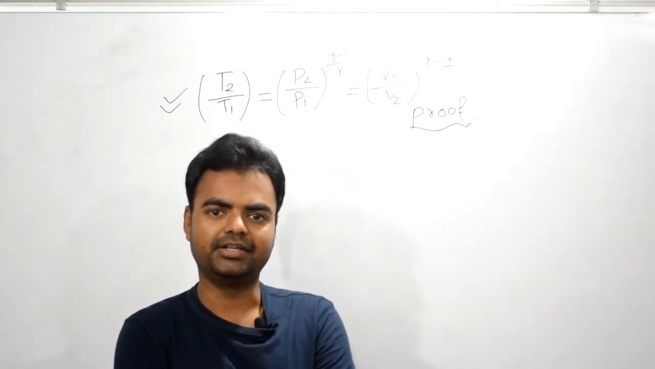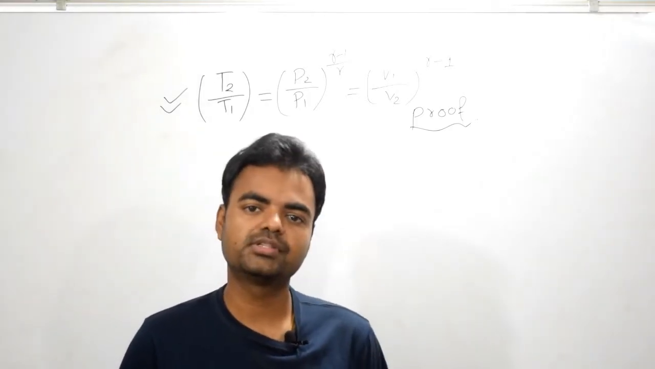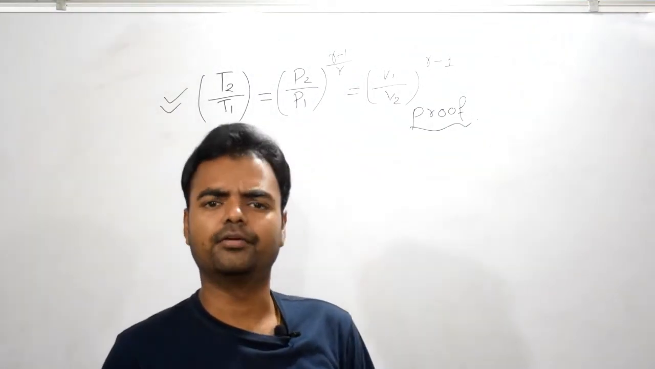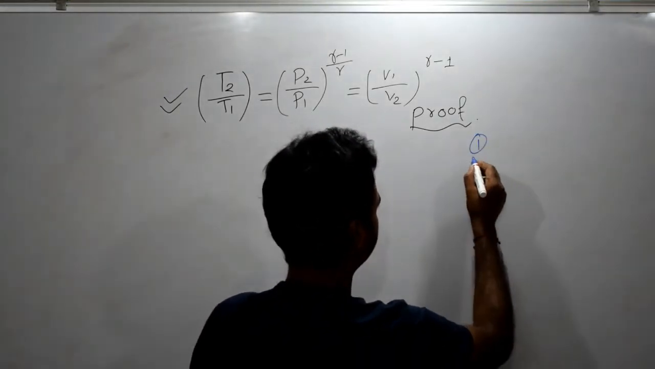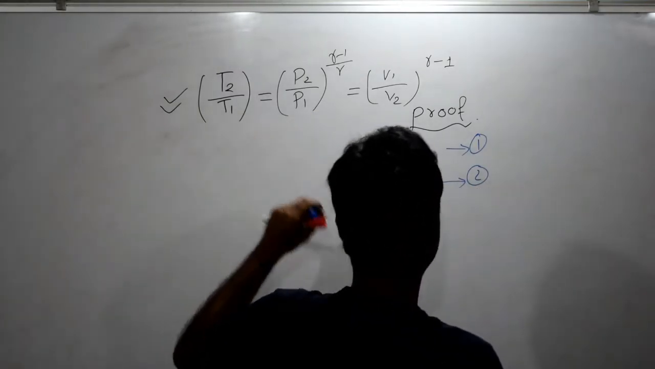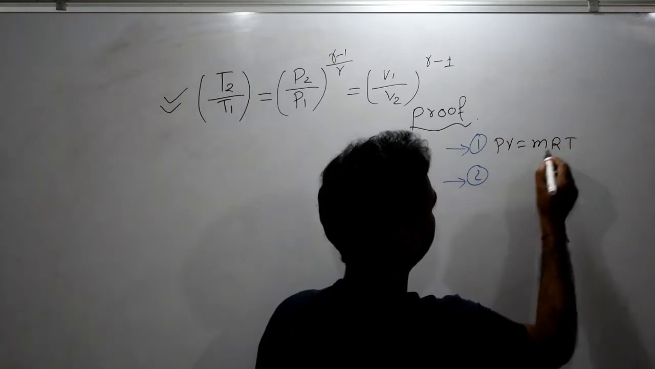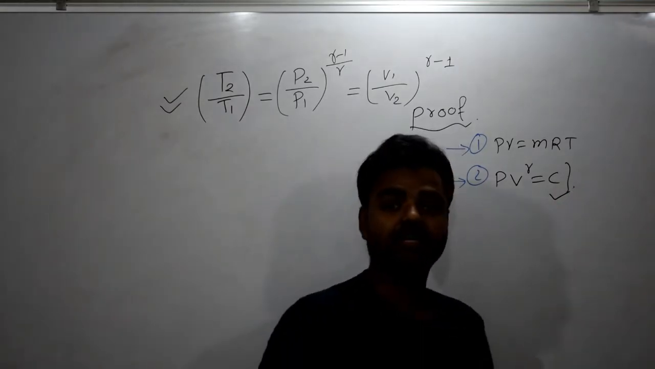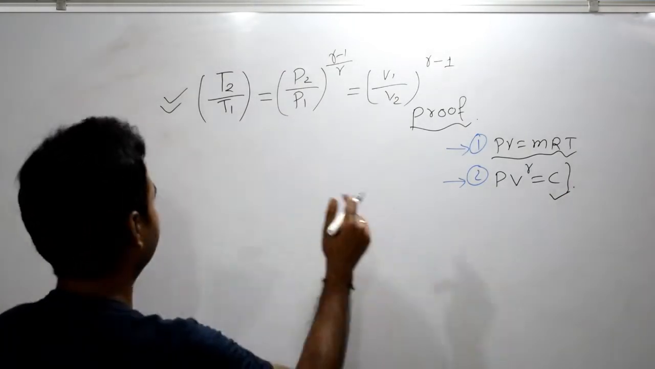If any question says that the process is adiabatic and the system is closed, then we can use this equation to solve numerical problems or any kind of problem. Now there are two important equations that we are going to use for proving this equation. One is PV = mRT, and another one is PV^gamma = constant. This one we study whenever we study the adiabatic process, and this one we study in the case of the ideal gas equation. Now let's start.